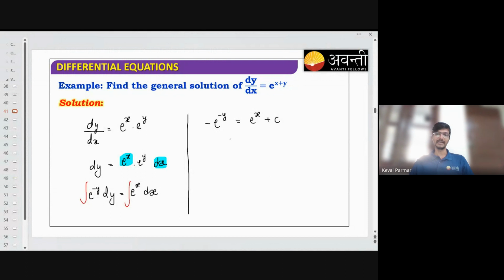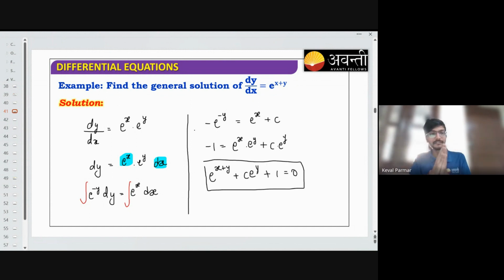Or if I want to simplify it, I can take e raised to y to that side. So I'll get minus 1 is equal to e raised to x into e raised to y plus c into e raised to y. That means if I rearrange, I'll get e raised to x plus y plus c into e raised to y plus 1 is equal to 0. This is my answer. Got it?